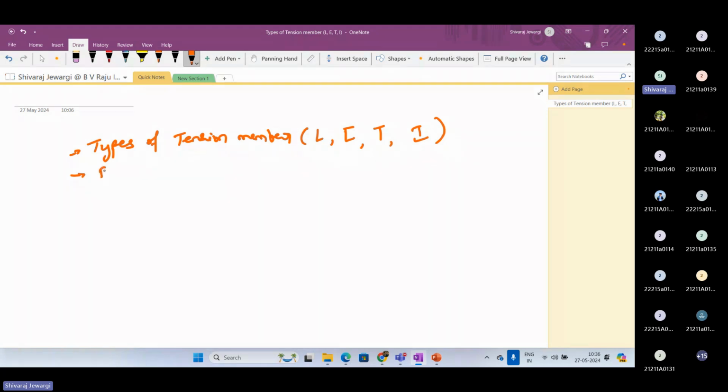Coming to the failure modes, failure modes of a tension member. As you all know, there are three different failures, right? Due to cross section yielding, the tension member may fail due to cross section yielding. And the second possible failure is rupture, right? Due to net section rupture.